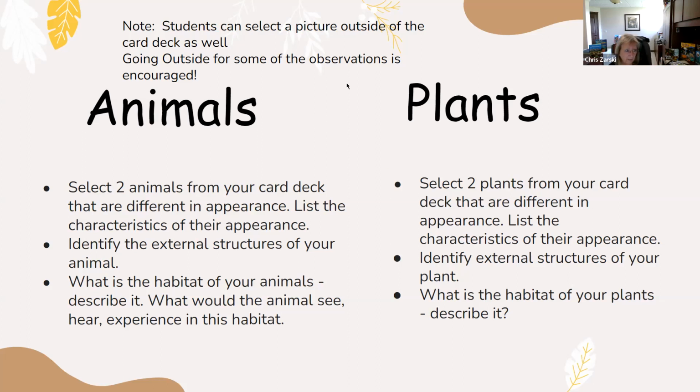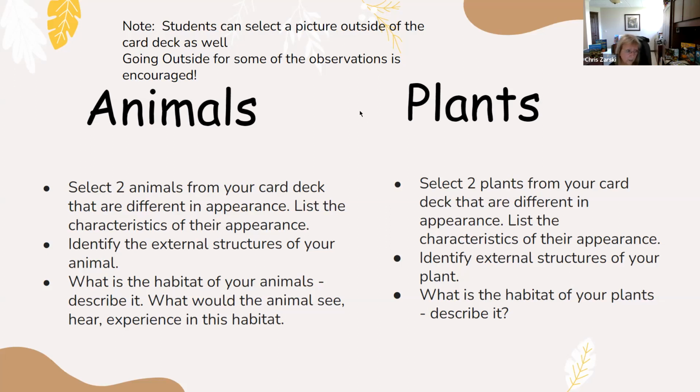So again, at the top here, I put students can select pictures outside the card deck. Maybe they live in a specific area and they're very familiar with a certain animal. And it's always nice to start with something I'm familiar with because I feel comfortable with that. Let them do that. Who cares? They can just write the name on there and then they can describe it. Now we get to do description instead of seeing the picture.